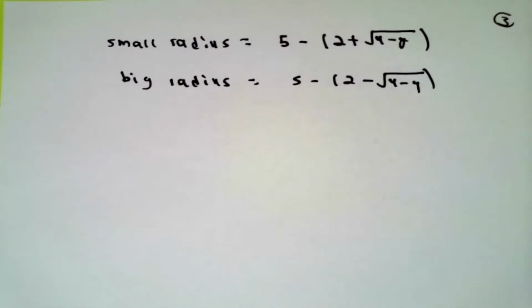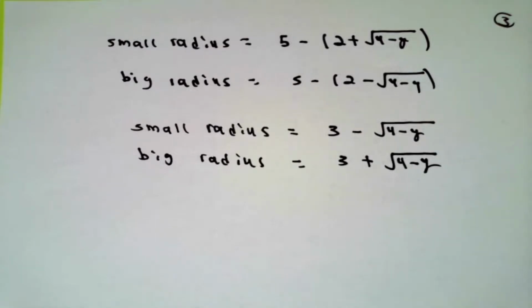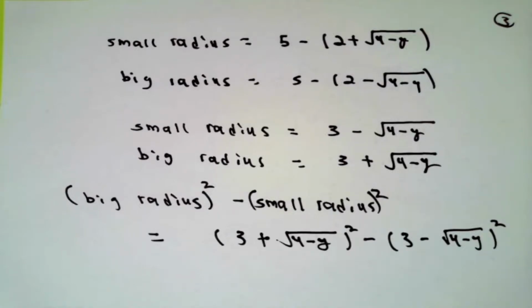As previously mentioned, in this situation the small radius is 5 minus the right end x-coordinate of the horizontal strip, and the big radius is 5 minus the x-coordinate of the left end. In the recipe for the volume, I need to have the big radius squared minus the small radius squared. Each of these is easy to write out using the a plus b quantity squared idea and the a minus b quantity squared.